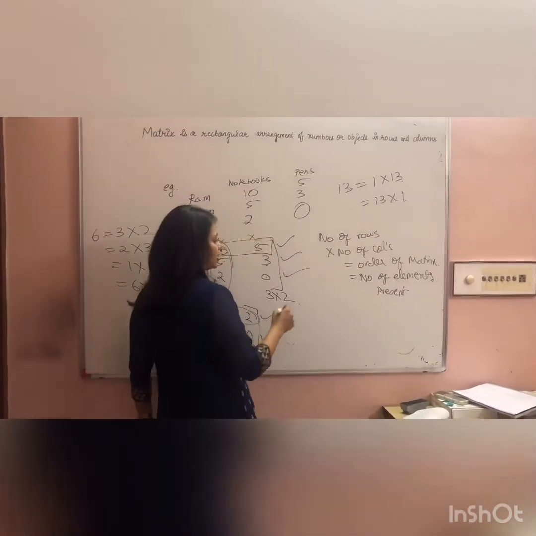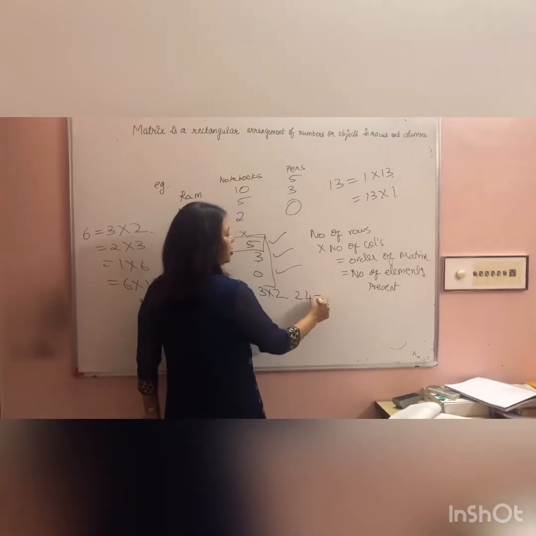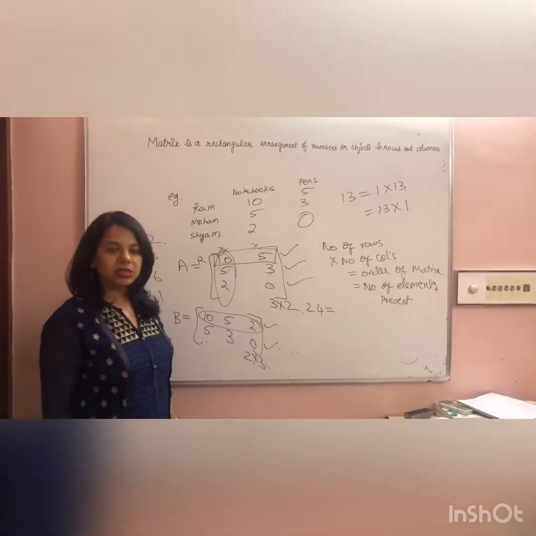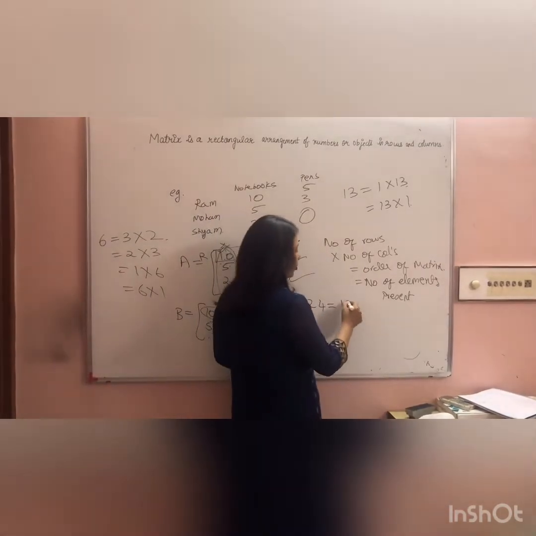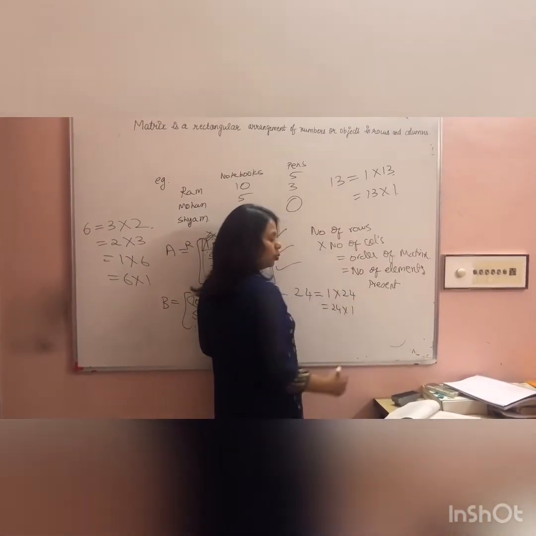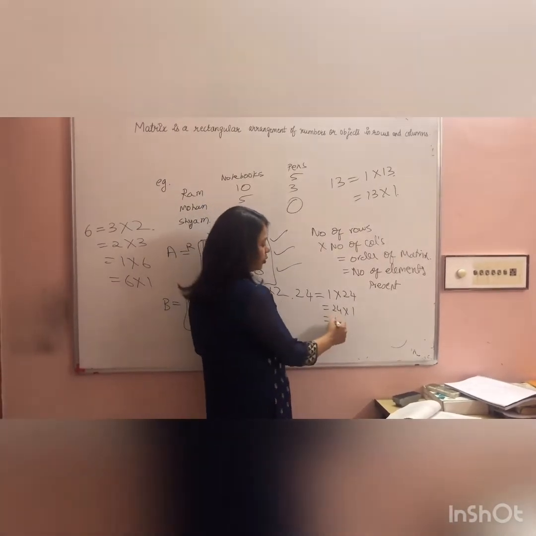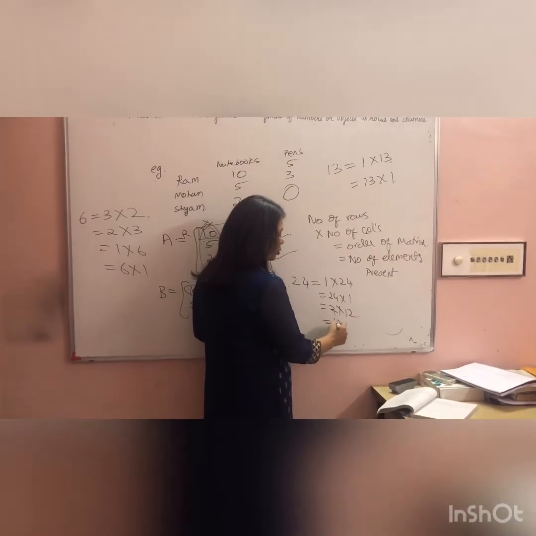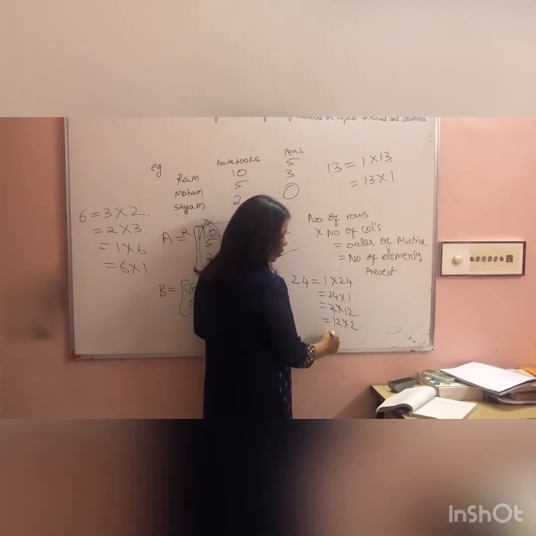I give you one more example. Say for example I have 24 elements. Then what are the possible orders that you can have? You can have 1 into 24, 24 into 1. Then what can you have? You can have 2 into 12 and 12 into 2. You can have what?